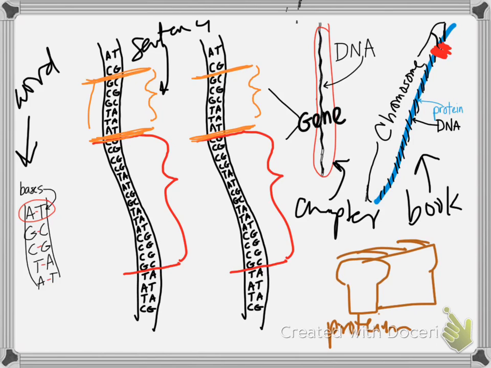So the protein is the thing that, this gene is a recipe for a loaf of bread. So each gene is a recipe for a particular kind or set of proteins. Does that make sense? Okay. So again, Monday we're going to talk more about mutants.